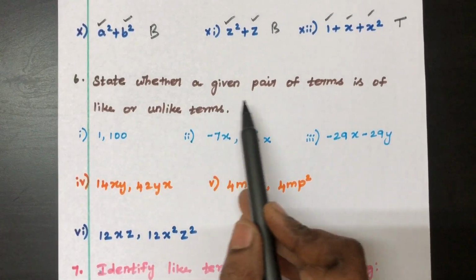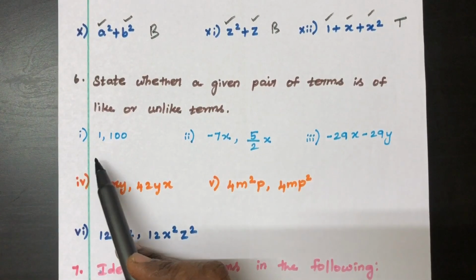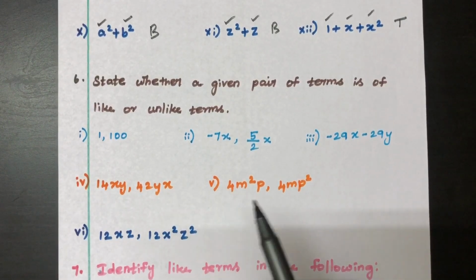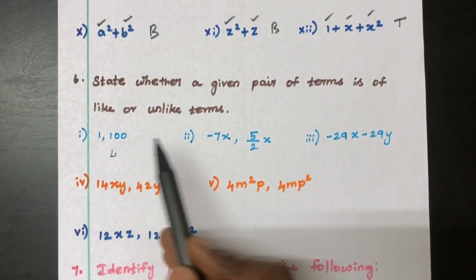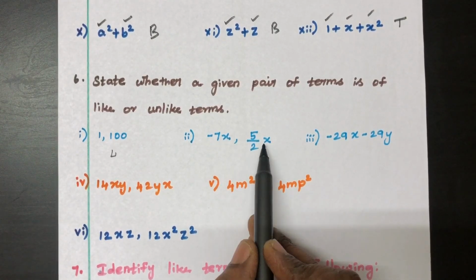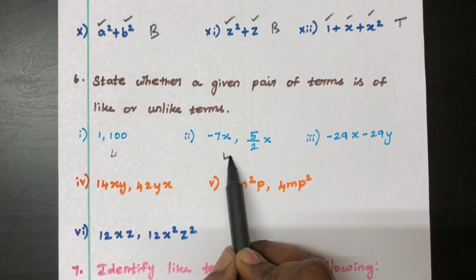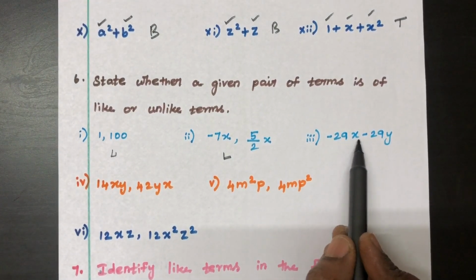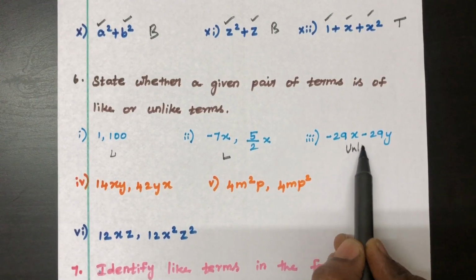Sixth question, state whether a given pair of terms is of like or unlike terms. See, like means the variable part should be the same. It's a constant. So, it's like terms only. See, the variable is x in both the expressions. So, these both are like terms. Here it is x and it is y here. So it is unlike terms.